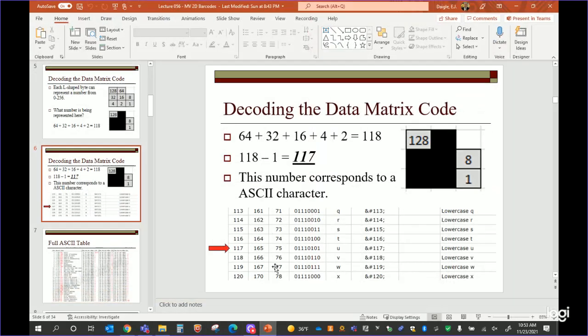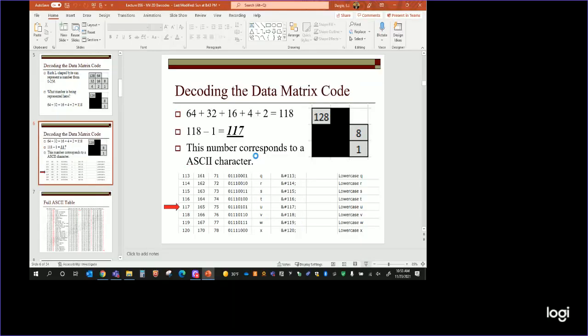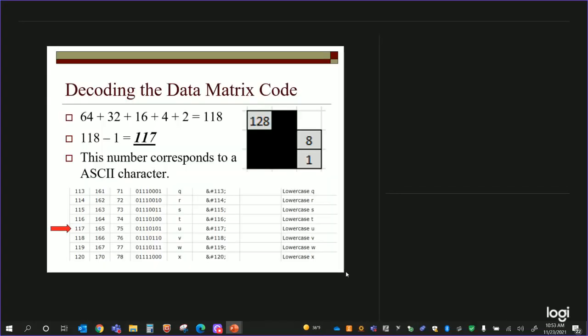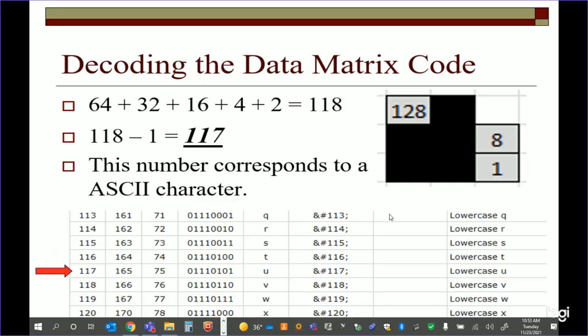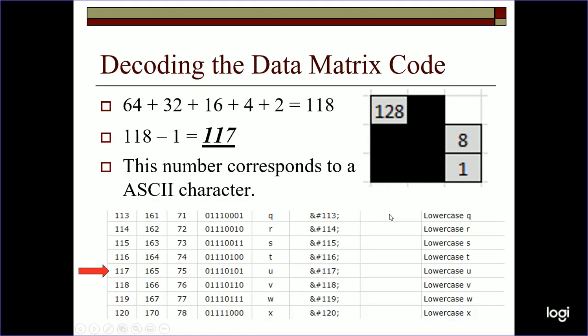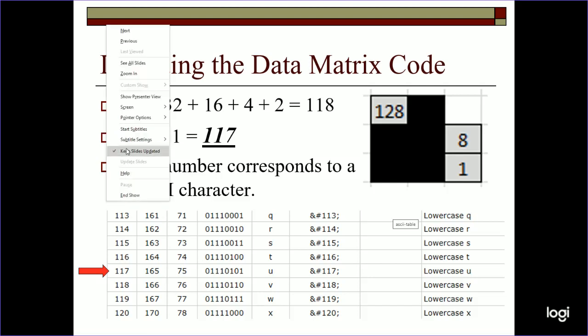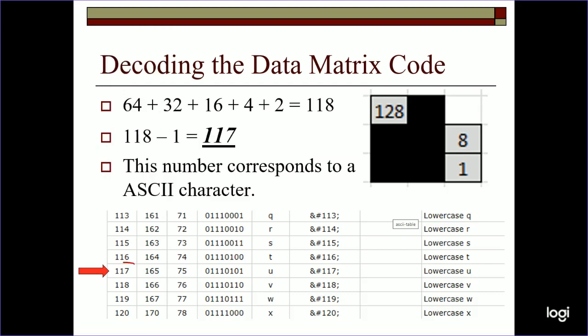So now when I go back in here, I can say, okay, that makes sense. Let me bring up my PowerPoint slides again real quick. Get out of this presenter mode. You guys can't see it, but I can see it. So I can see that 117 corresponds to a lowercase u. It changes my pen color every time I do that. White pen color doesn't do me a whole lot of good. So 117 is going to be a lowercase u. So that equals a u.